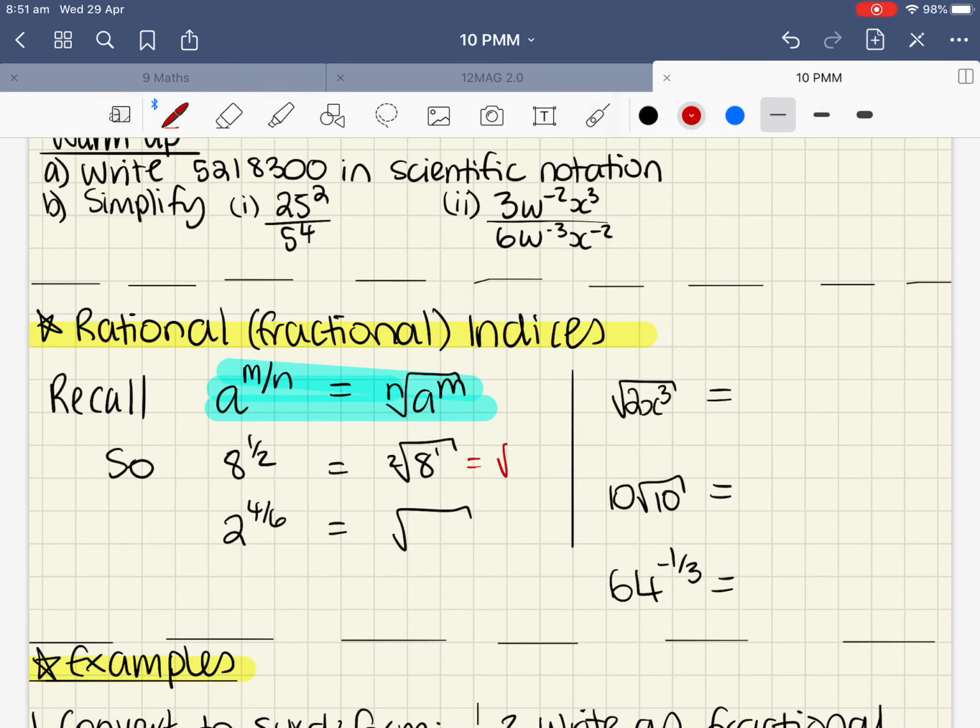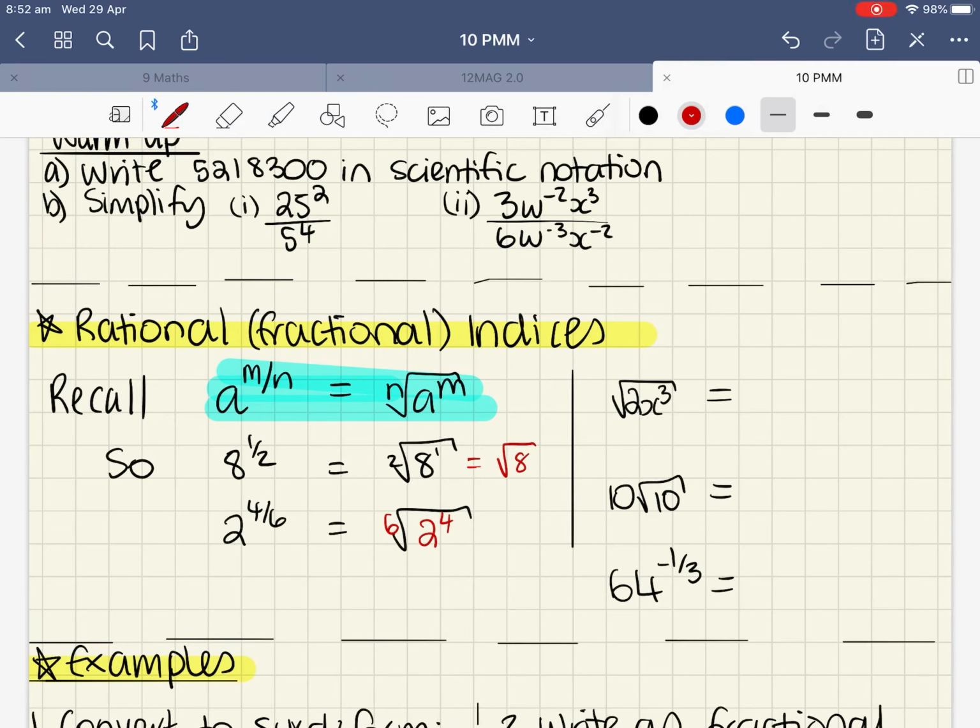And we've been writing all of our second roots or square roots simply with a surd sign with no number there. So if you ever see a surd sign with no number, it always means the square root. What this means as well, if we have 2 to the power of 4 on 6, that means that we have the 6th root of 2 to the power of 4.